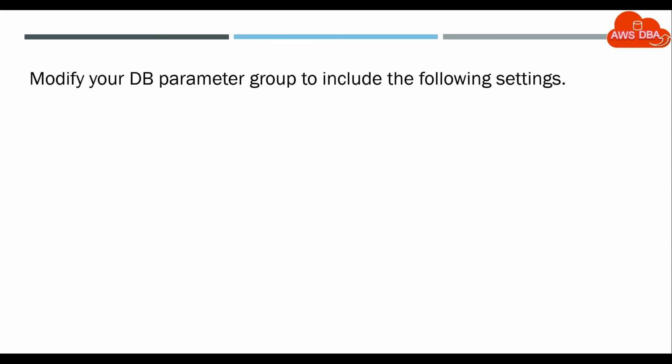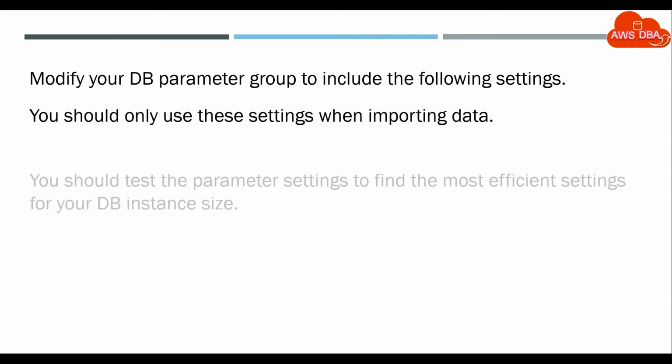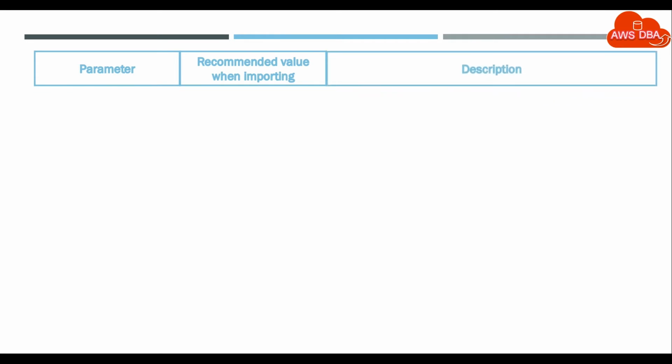Modify your DB parameter group to include the following settings. You should only use these settings when importing data. You should test the parameter settings to find the most efficient settings for your DB instance size. Parameter, recommended value when importing, description.